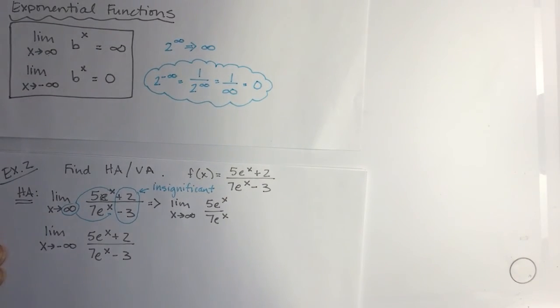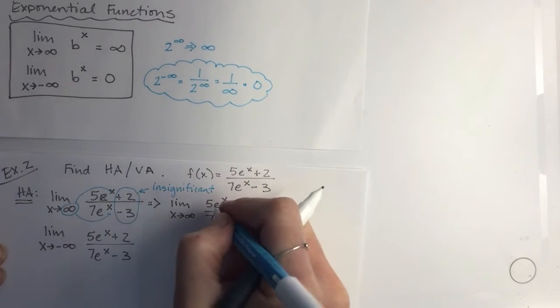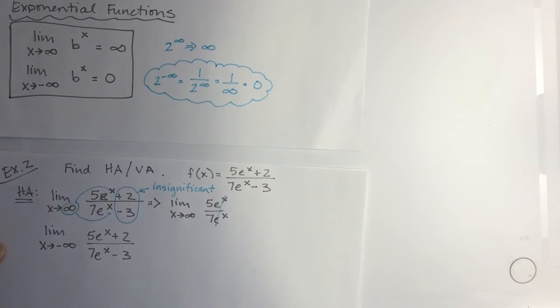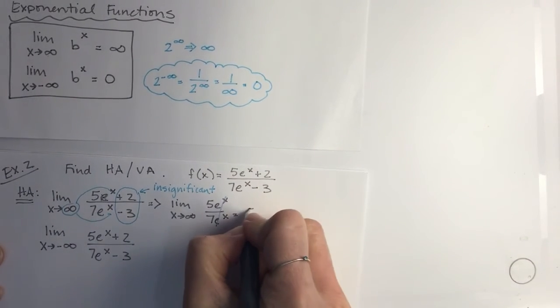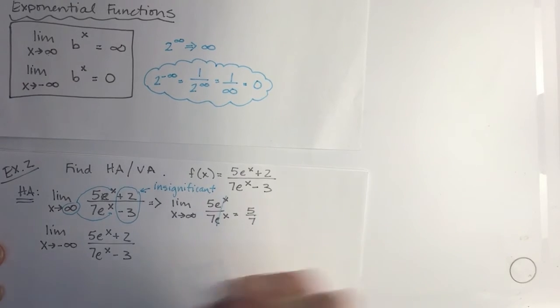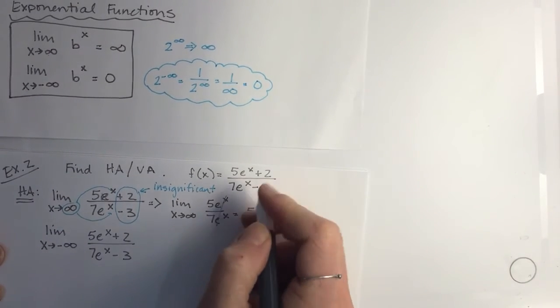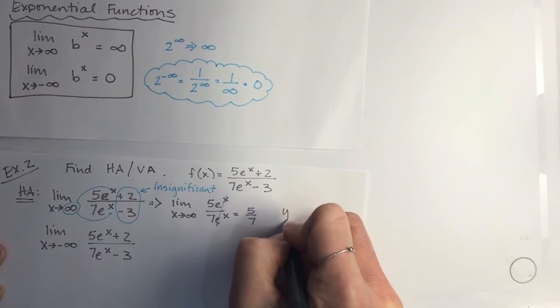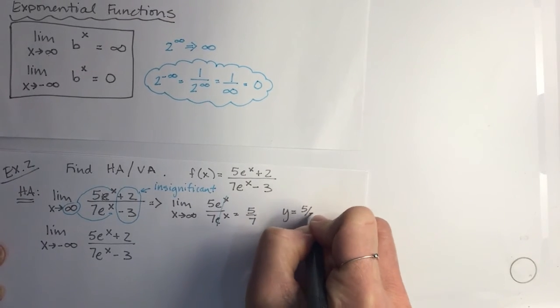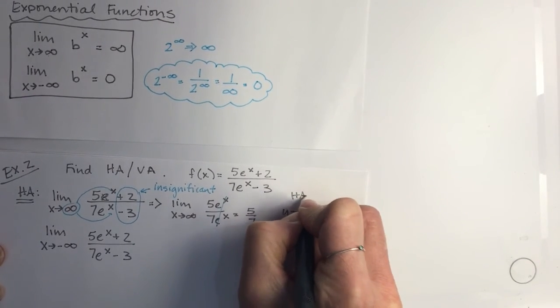Well, now, algebraically, we can just simplify this. What happens to the e to the x's? Yeah, you're right. We can just cancel them, right? And so this goes to 5/7. So sure enough, we've got a horizontal asymptote, y equals 5/7. That's one horizontal asymptote.